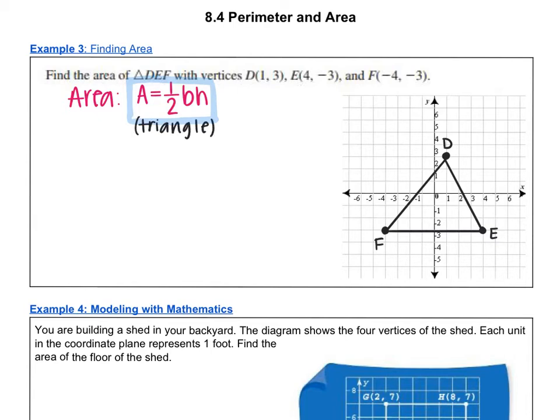Okay, so if I'm going to use area of a triangle, I'm going to need to know the base and the height. Let's take a look at this triangle. My base, I'm going to make FE, and that should be easy enough to count. So I should be able to find the base relatively easily.